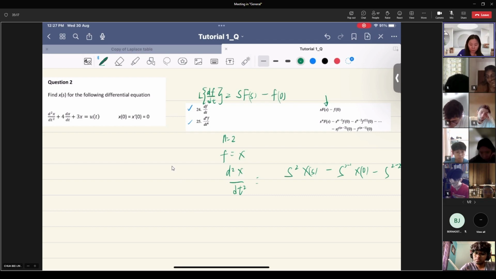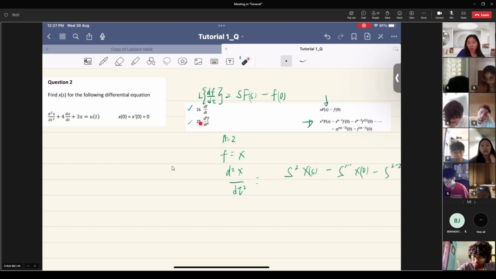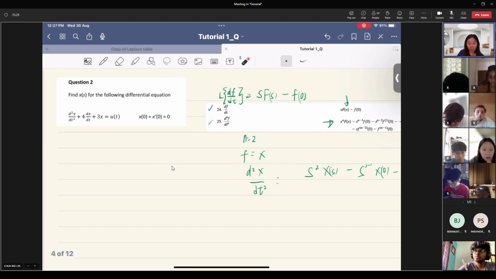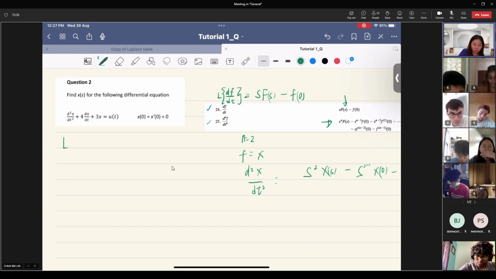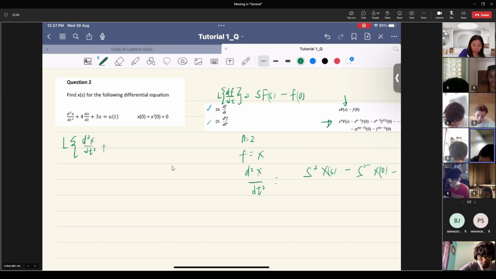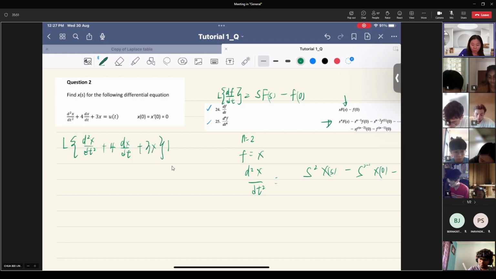Same goes for this one, it will give you the conversion of this. So this is the n-th order derivative equation. From here, this will be the one we have. You can see here there are 3 terms, 1, 2, 3. So you have to do the Laplace transform of all of this. And remember, you have to Laplace transform both sides.